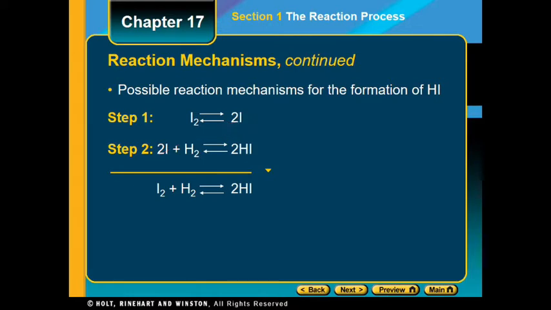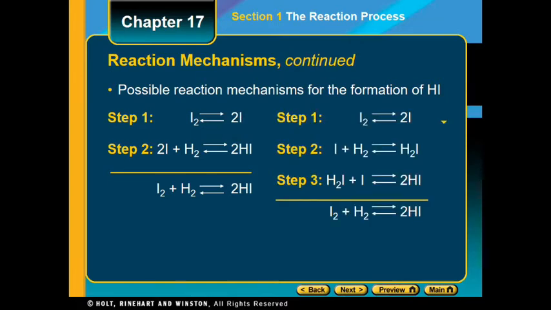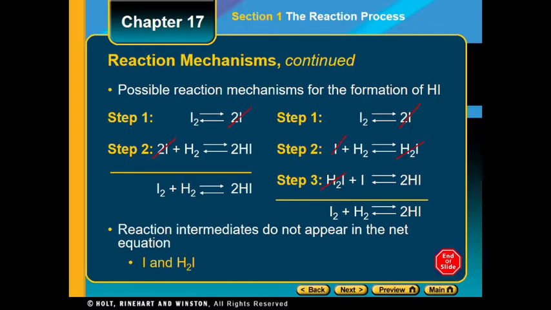Another possible mechanism that you have is a three-step one. Notice the first step is the same, but in this case, when you took your two individual iodine atoms, you could react them with hydrogen, but this time, instead of it going straight to HI, it would give you H2I, which in turn is reacted with the other iodine atom from the first step to give you two hydroiodic acid molecules. Again, intermediates here would be blocked out, and you would have the same overall reaction as you do in the other option. So like it shows you, your reaction intermediates will not appear within the net equation.